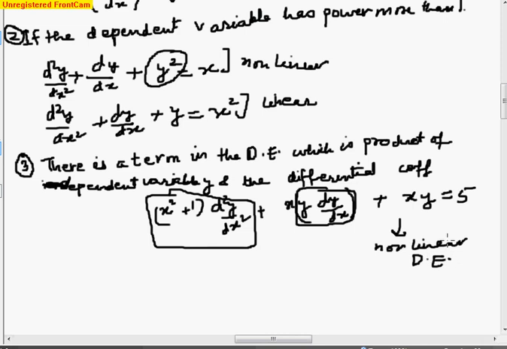Okay, so this was about the degree and order of a differential equation and what a differential equation is. In the next video we'll learn how to form differential equations and how to solve a differential equation.